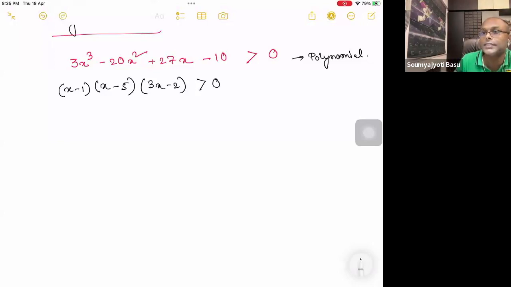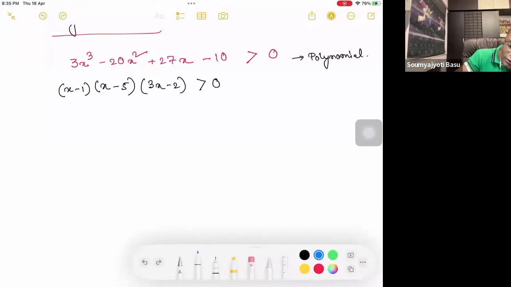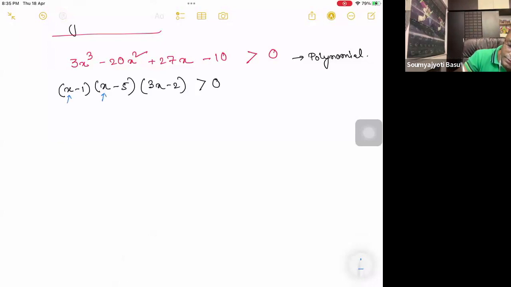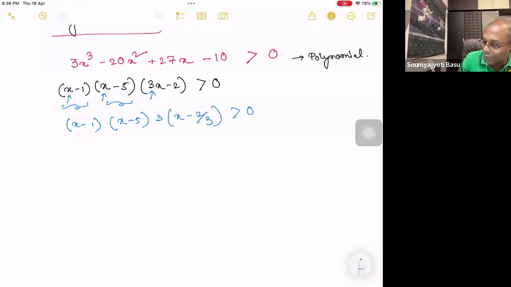Now, what is the next step? The next step is to make sure that all the coefficients of x are 1. For the first two factors, the coefficient of x is already 1. We have to change it for 3x minus 2. So what can I write? I can write this as (x minus 1) into (x minus 5) into 3 into (x minus 2 by 3) greater than 0. What's the role of this 3?